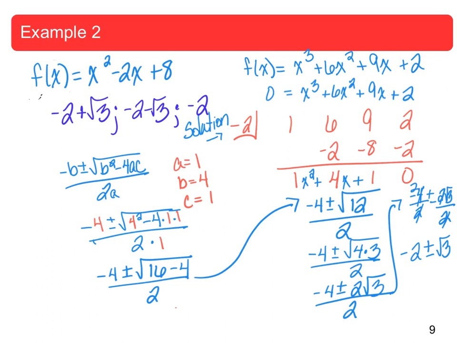How many times does this graph cross the x-axis? 3 times. Those are all real. Even though 2 of them are irrational, they're still real. So I cross the x-axis 3 times. I have 1 rational, which means it can be illustrated as a fraction, and 2 irrational.